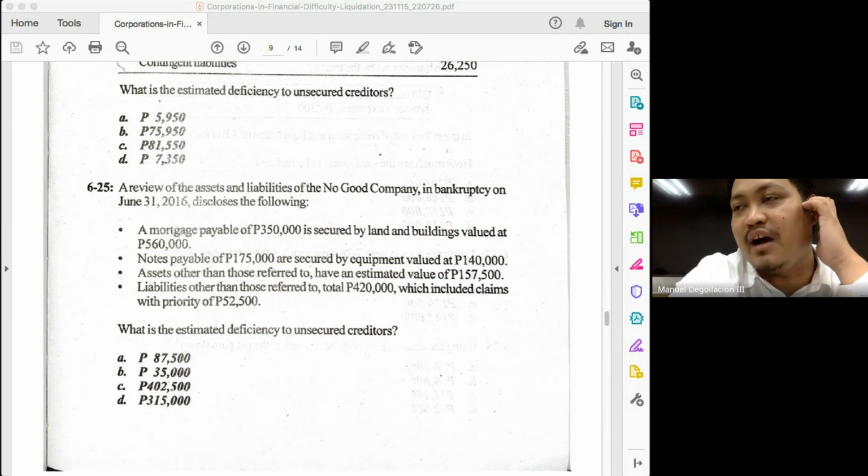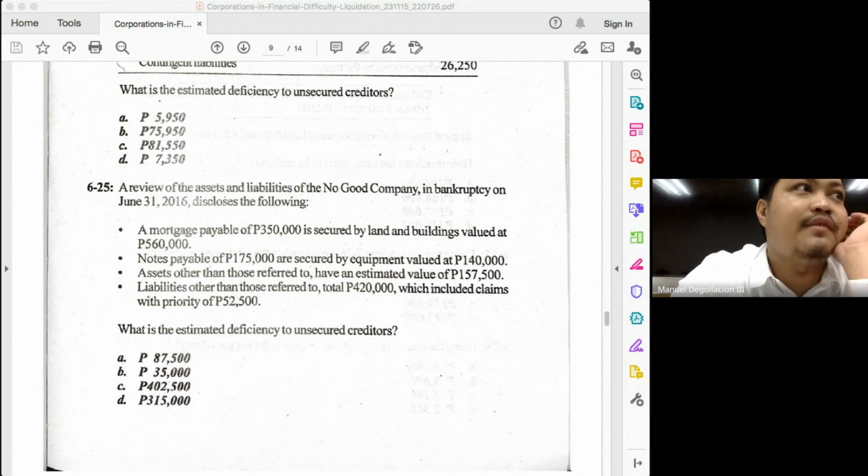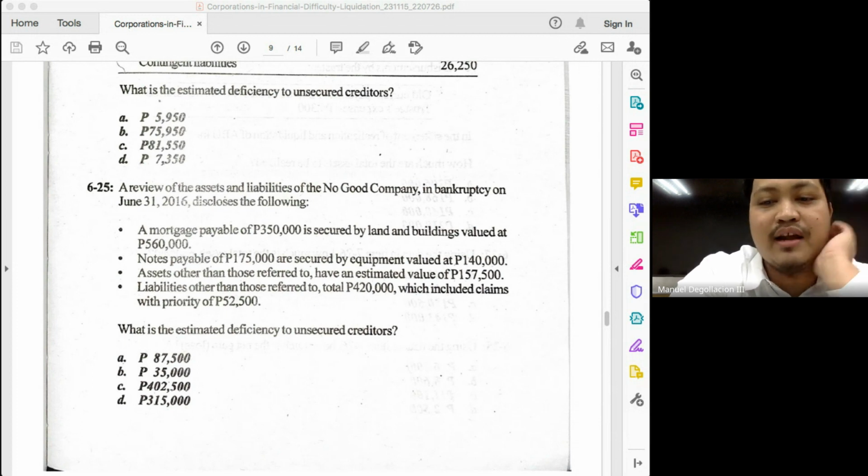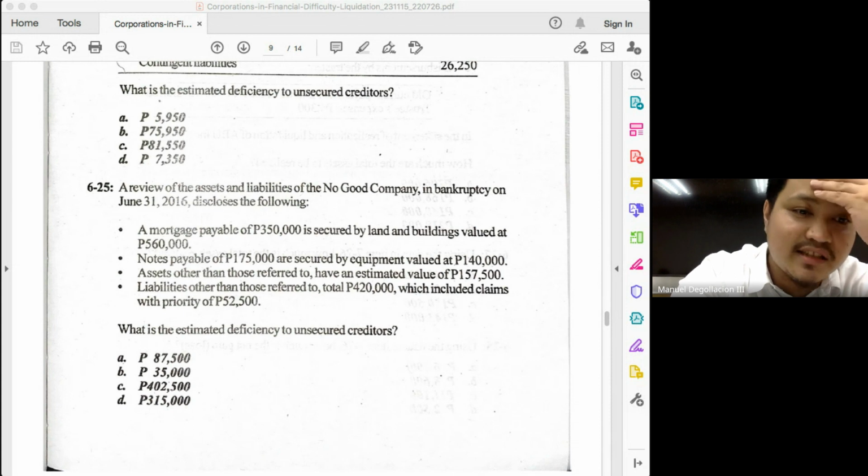315,000. That is basically our net free assets, the cash that would be available to all the unsecured creditors without priority. Okay, so to get the amount of deficiency, we determine how much liability will be paid using our 315. What liabilities will be paid with our 315,000? The unsecured without priority, which is the fourth bullet class. How much is your fourth bullet?